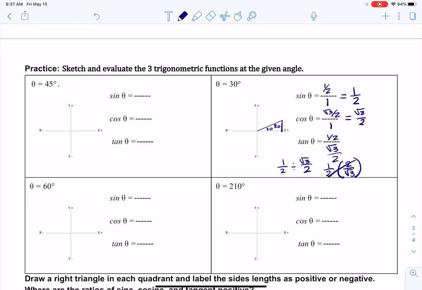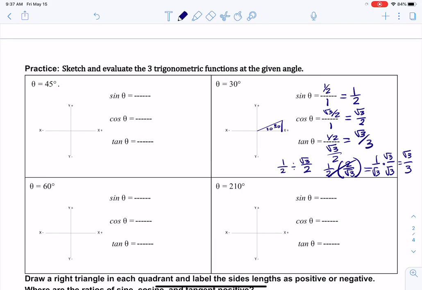Now my 2's cancel out, and I end up with 1 over the square root of 3. But at that point, your brain should be saying, oh no, not allowed to have a radical in the denominator. So we multiply by 1, square root 3 over square root 3, and we cancel out our radical in the denominator. We end up with square root 3 over just plain old 3. So tangent is going to be square root 3 over 3.